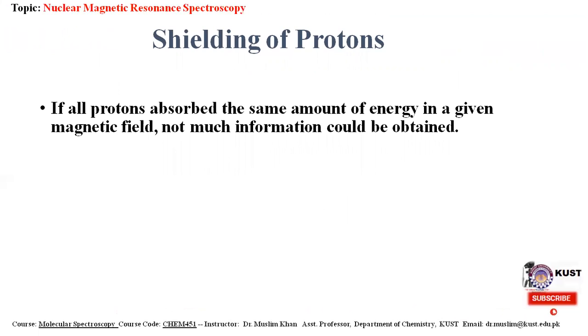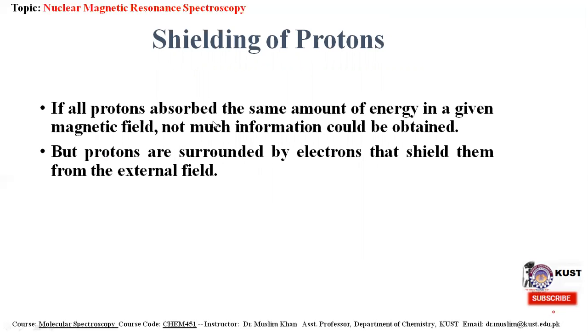One of the most important terms used in nuclear magnetic resonance spectroscopy is the shielding of protons. If all protons absorbed the same amount of energy in a given magnetic field, not much information could be obtained. It means that different protons in a molecule should absorb different amounts of energy.